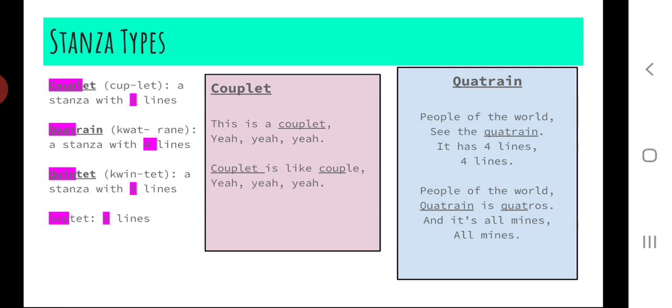We have an example in the pink box. It just says, this is a couplet, yeah, yeah, yeah. Couplet is like couple, yeah, yeah, yeah. Not the best poetry, I know, but it shows the example.